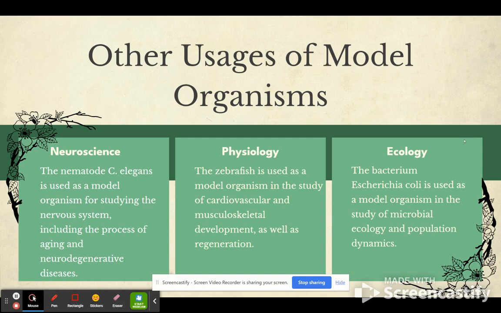Other examples of modern organisms being used for very specific research that are not on the slides include the fruit fly being used in evolutionary biology research to study speciation, and mice being used to study addiction.